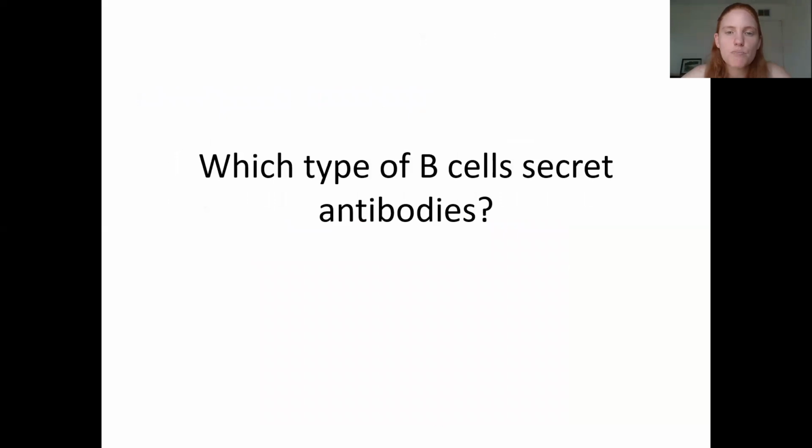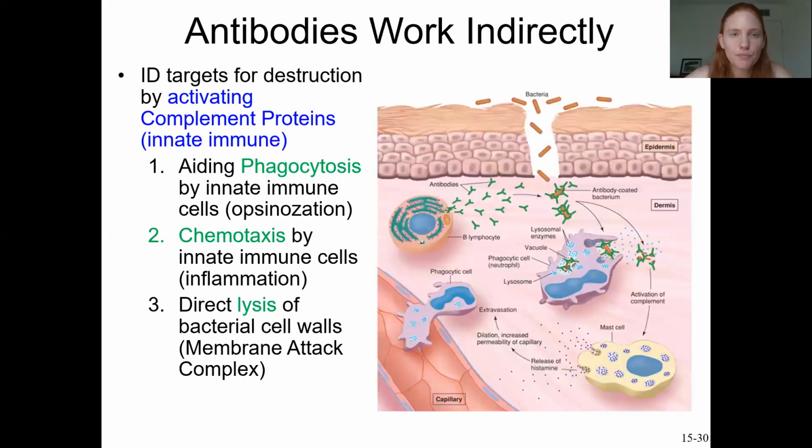Okay, so what types of B cells secreted those antibodies? Remember, there's 2 different types. The ones that actually make the antibodies are the plasma cells. The second type are called the memory B cells. Okay, now we need to talk about how those antibodies work.